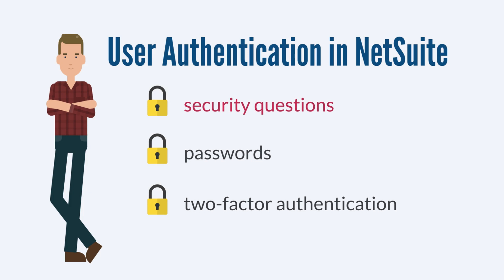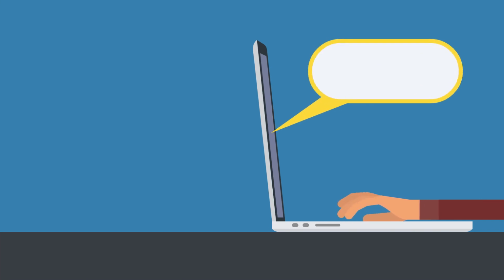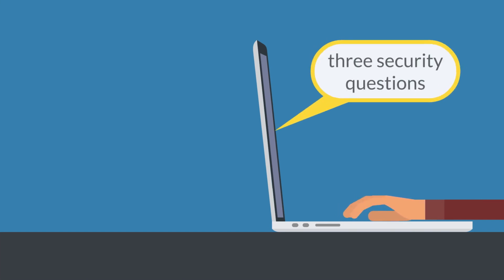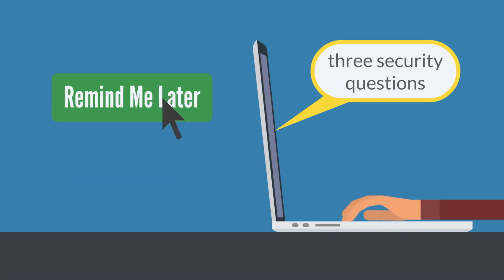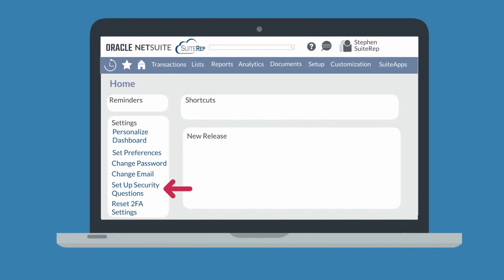The first time users log into NetSuite, they are prompted to set up 3 security questions. These questions will be needed whenever you forget your password, log in with a new browser, or log in with a new computer. If you don't want to set up these questions the first time you log in, you can hit the Remind Me Later button up to 5 times to temporarily bypass setting up the security questions. If you do bypass the security questions when logging in for one of your first 5 logins, you can always complete that task by going to the Set Up Security Questions link in the Settings portlet on your home dashboard.